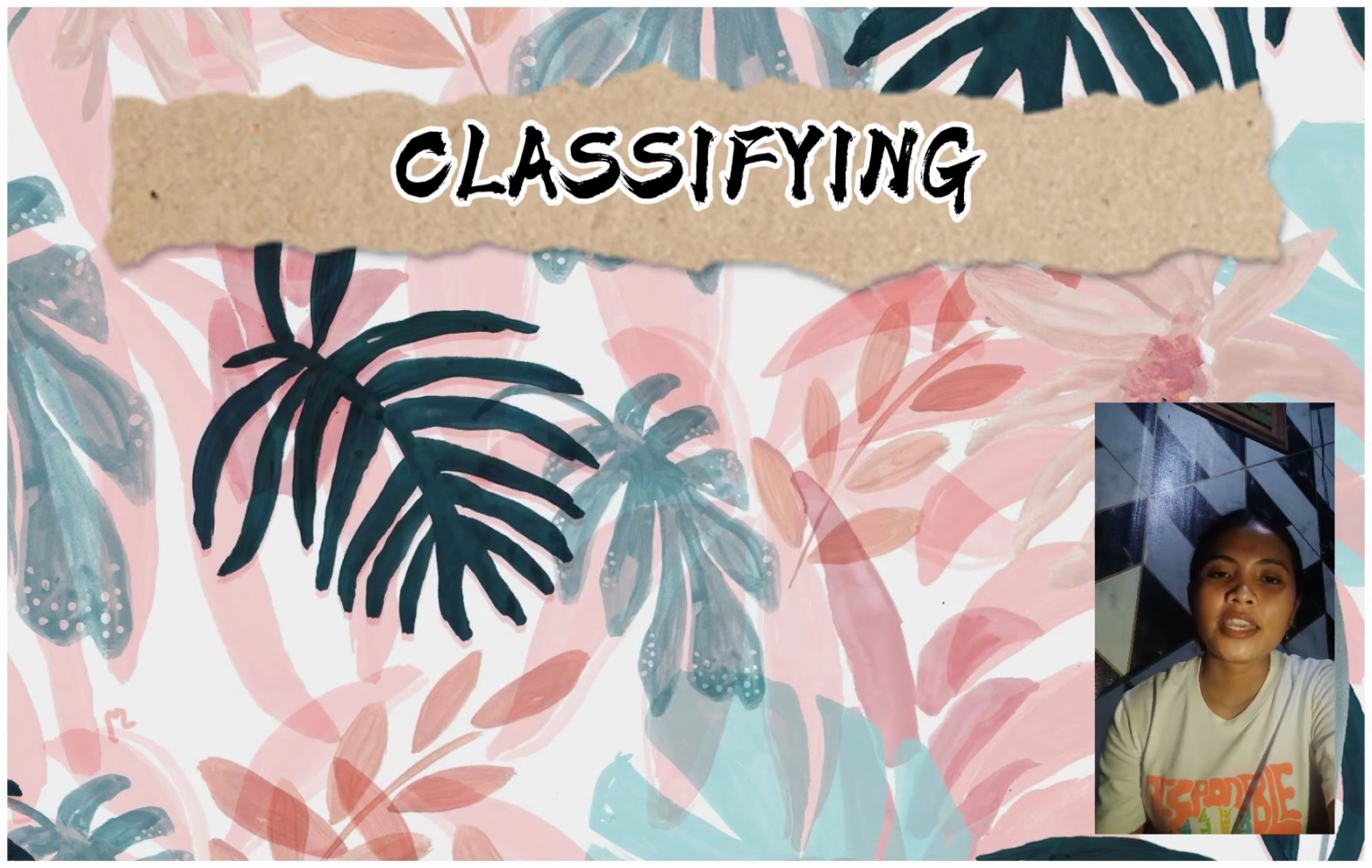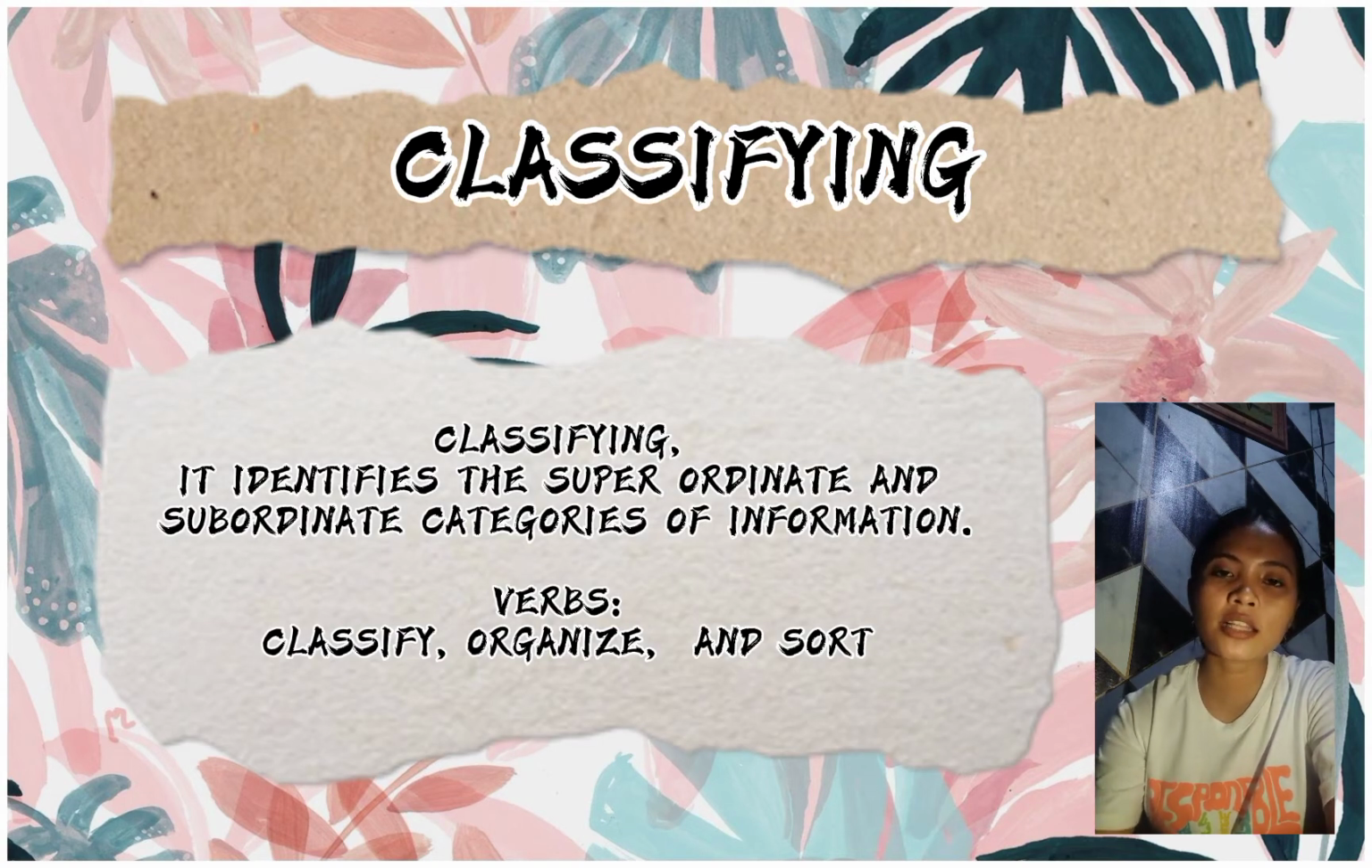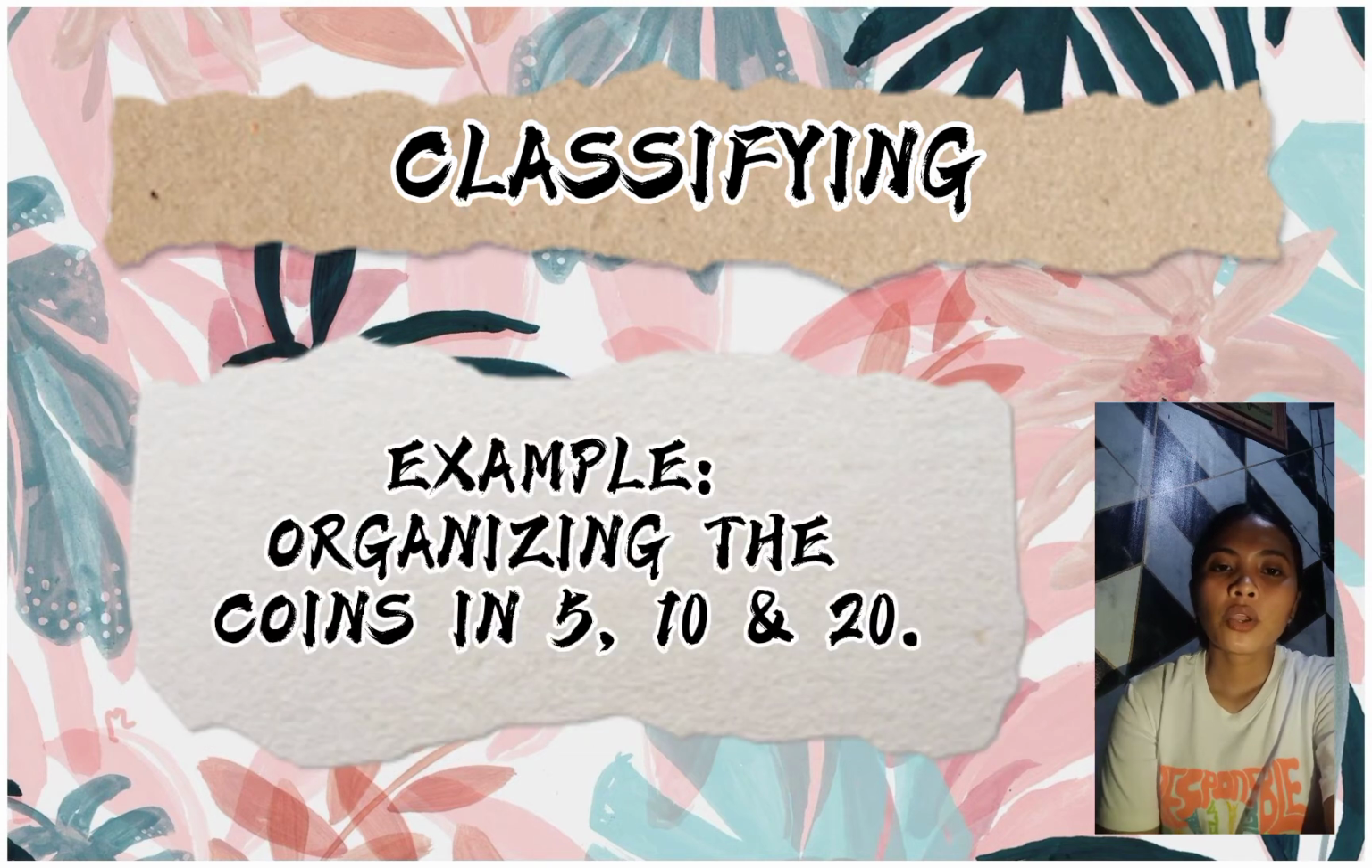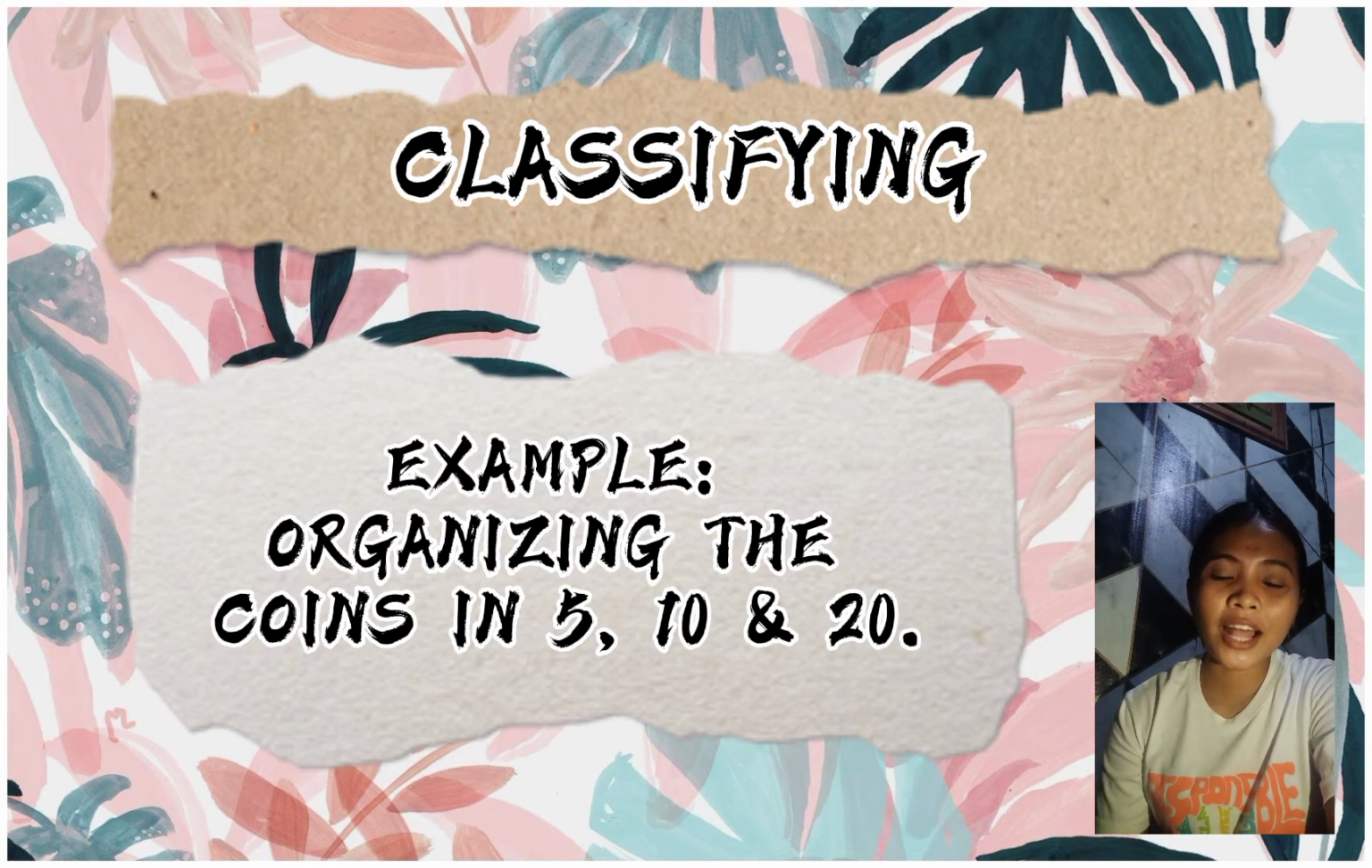The next is classifying. It identifies the superordinate and subordinate categories of information. It is an investigative approach that involves sorting objects or events into categories. For the outcome verbs, we have classify, organize, and sort. An example is organizing the coins in 5, 10, and 20. We have a 5 peso coin, 10 peso coin, and 20 peso coin. We are going to classify those coins by their value into 5, 10, and 20. So that is classifying.